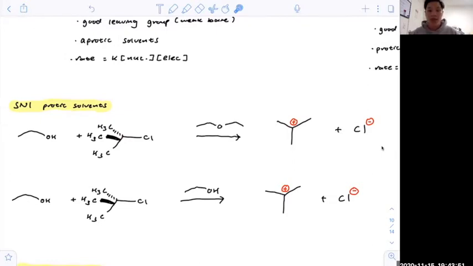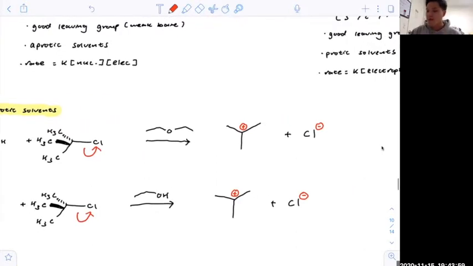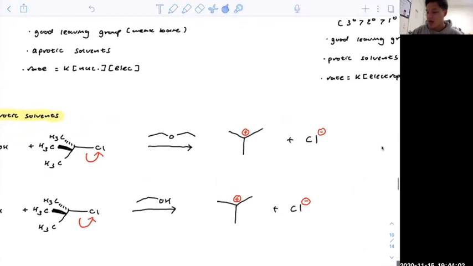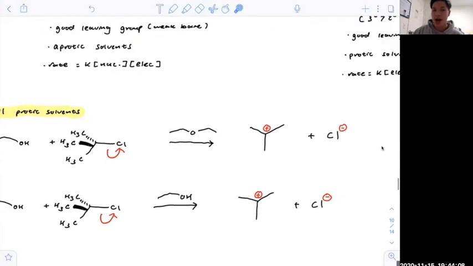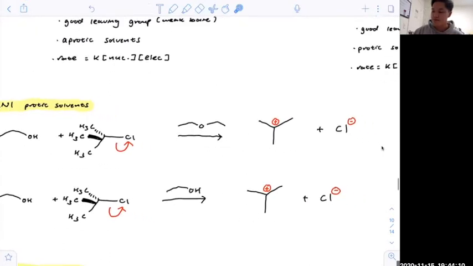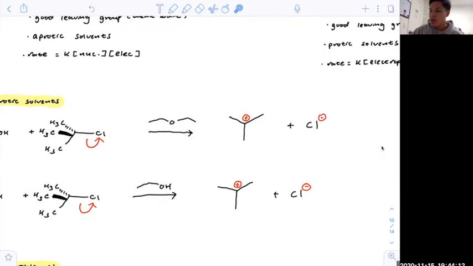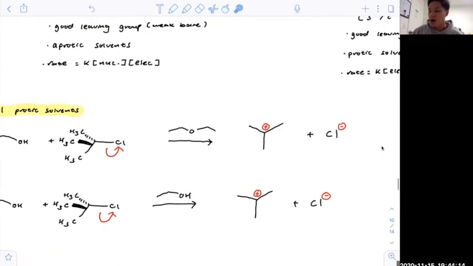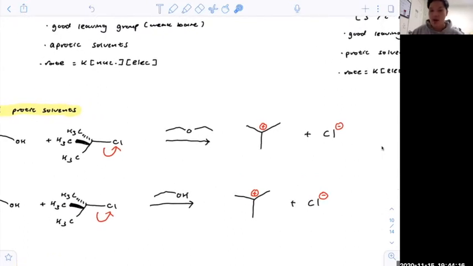Now, because it's an SN1 reaction, the leaving group leaves first. I'll denote that by the arrow. Leaving group leaves first. And then we form a carbocation intermediate, right? This is a carbocation intermediate. And we also have the chlorine as a negative charge, as well as our ethanol is still there. Okay, so let's see why protic solvents are better for SN1 reactions.